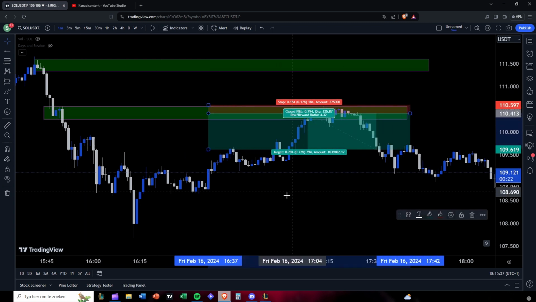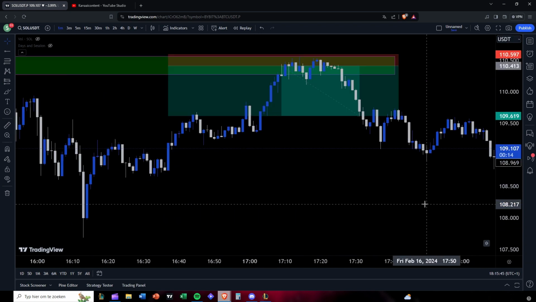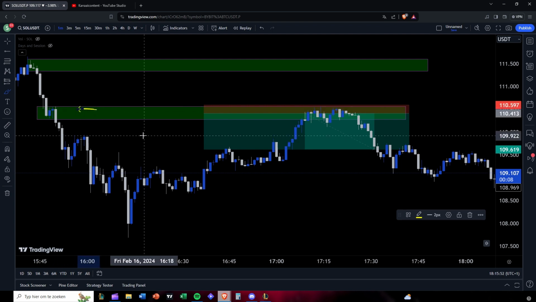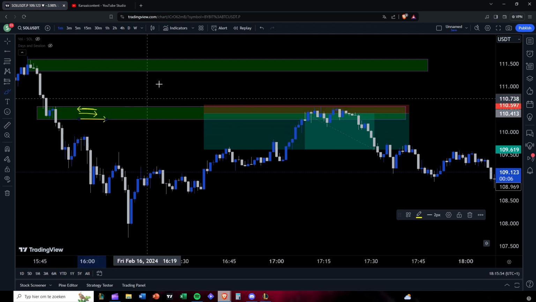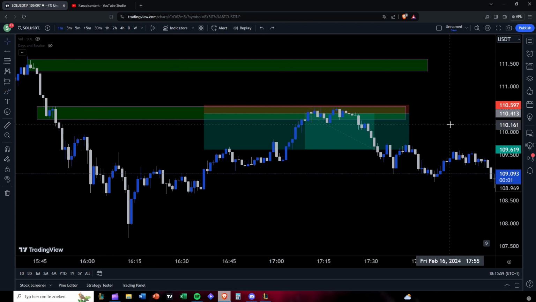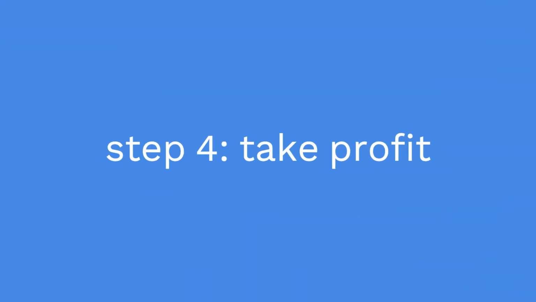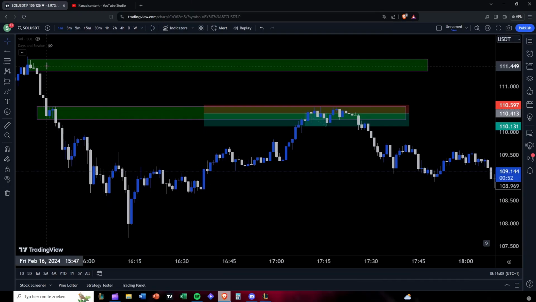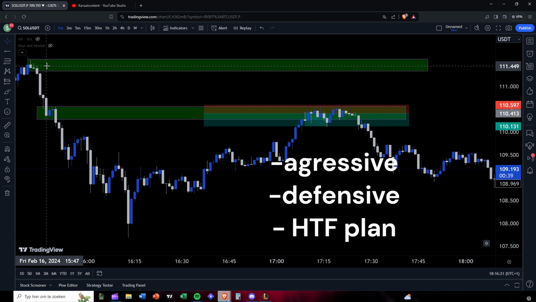This would be your trade, and depending on whether you're aggressive or defensive is just if you're more above in the box, you're defensive, and if you go lower and lower, you get more aggressive. It speaks for itself. And then the other thing is the take profit. Where are you going to take profit? So if you look at the take profit, you have three things you can do. You can take an aggressive take profit, you can take a defensive one, or you can trade the plan.